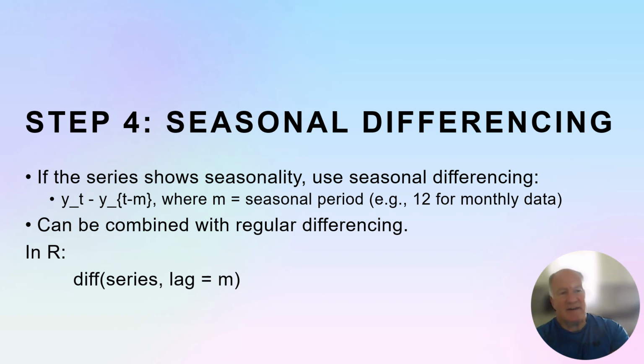For seasonal differencing, if the series shows some seasonality, you can use seasonal differencing. This takes the difference between a data point and the data point one season ago. It can be combined with regular differencing. So we could use the differenced series where the lag is equal to M in this case.